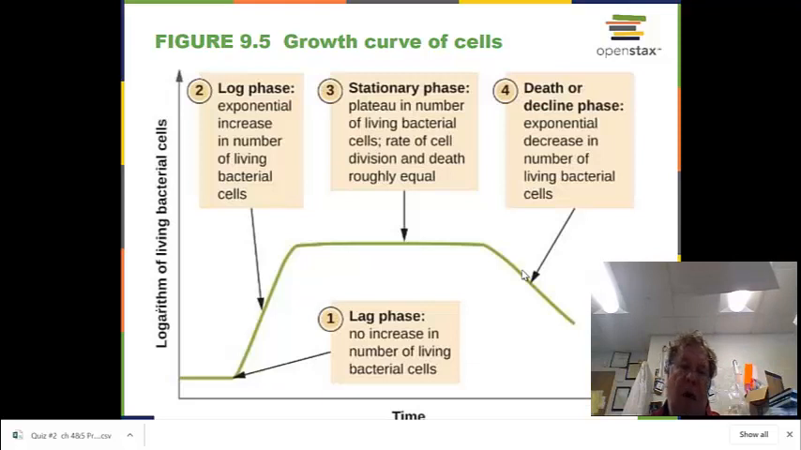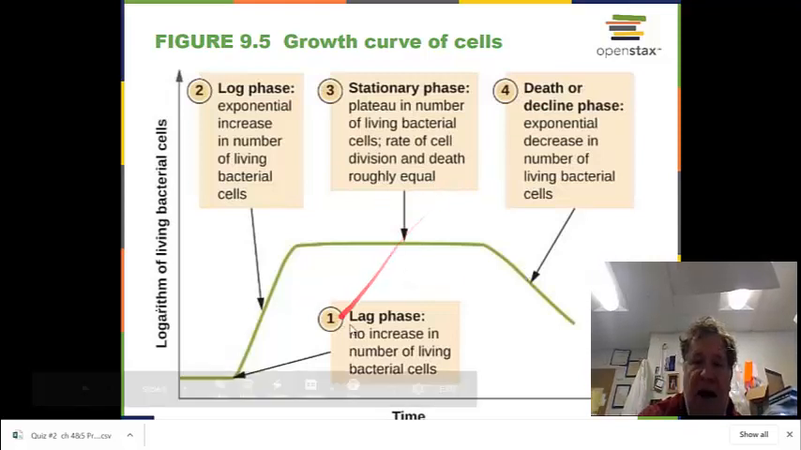And so this is what we call a growth curve. On this graph, on the left-hand side, you're going to have the number of cells, and on the bottom, you're going to have time. When cells are growing, you're going to have a positive slope going up. When the cells are dying out, you're going to have a negative slope. And because these cells are growing exponentially, we actually use a logarithm of living bacterial cells. We'll talk about that in a second.